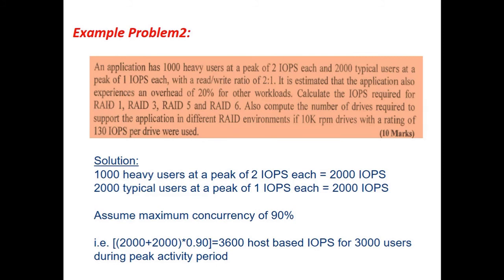It is estimated that the application also experiences an overhead of 20% for other workloads. Calculate the IOPS required for RAID 1, RAID 3, RAID 5 and RAID 6. Also compute the number of drives required to support the application in different RAID environments if 10K RPM drives with a rating of 130 IOPS per drive were used.